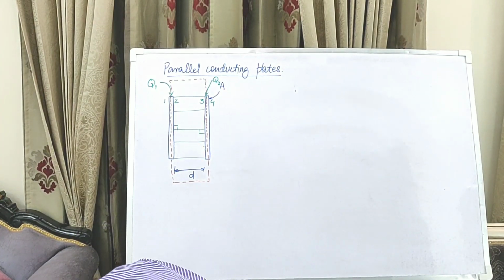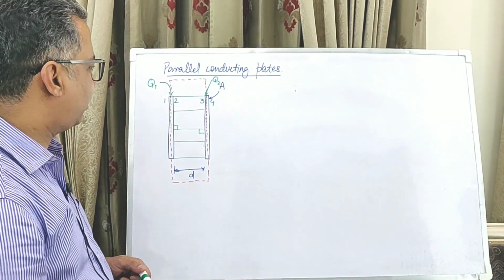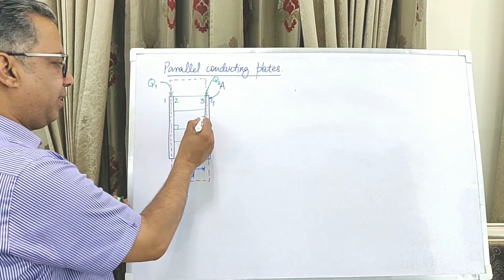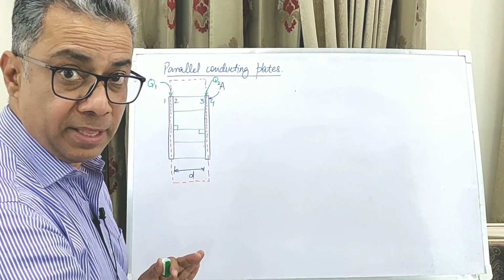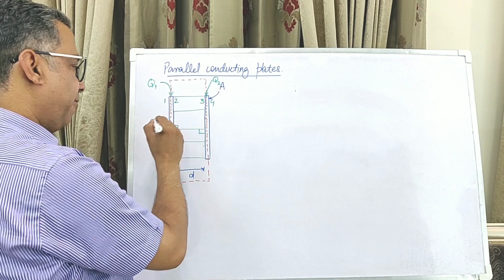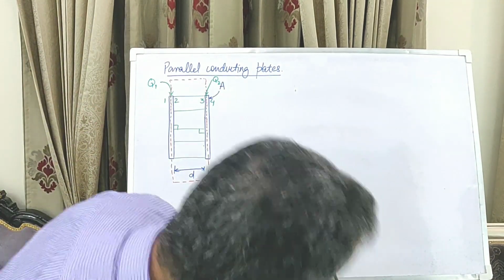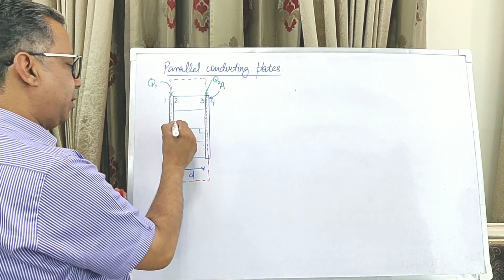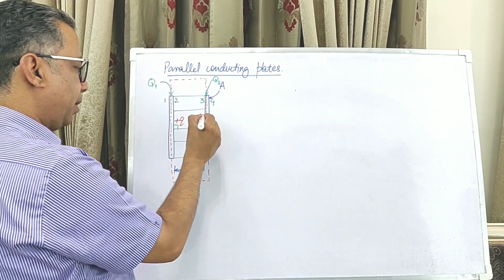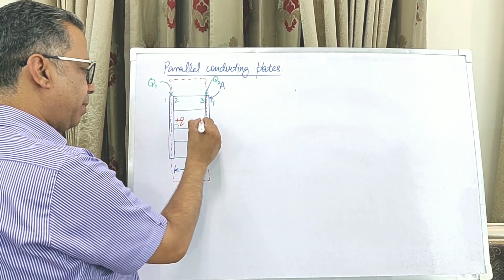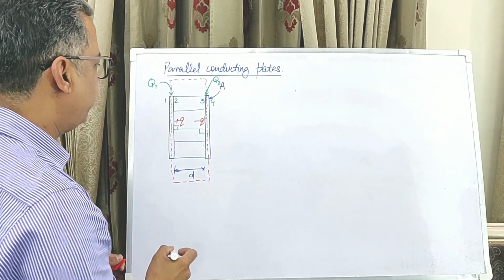And therefore, the charges on these surfaces, on this surface and this surface, if at all they have charges, they have to be equal and opposite. Let me find the right color. The charge on this surface, if it is plus Q, then the charge on this surface will be minus Q.